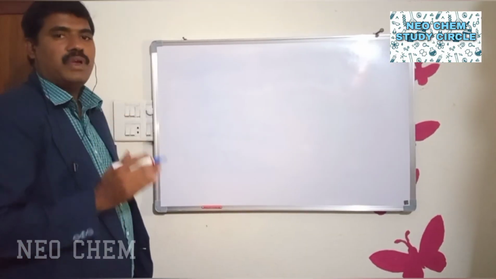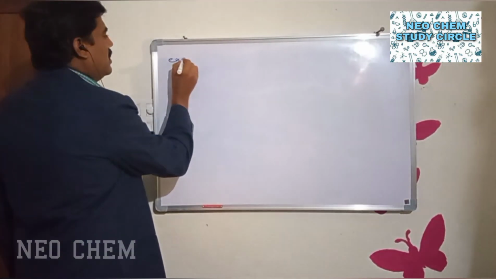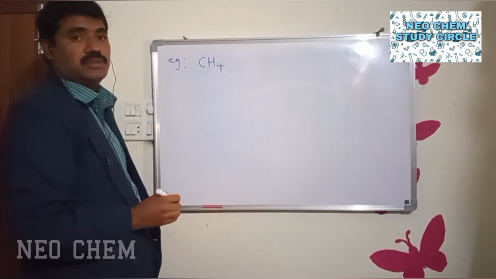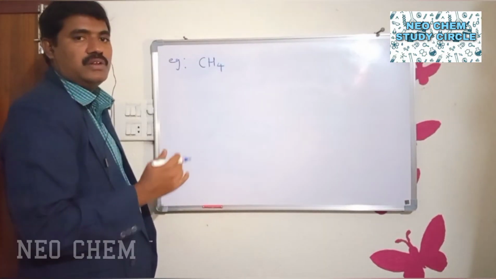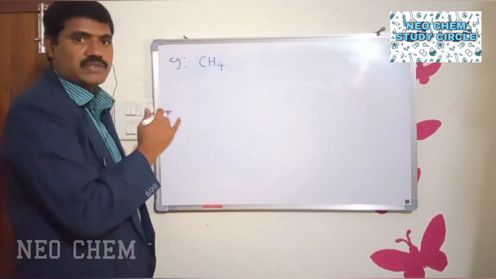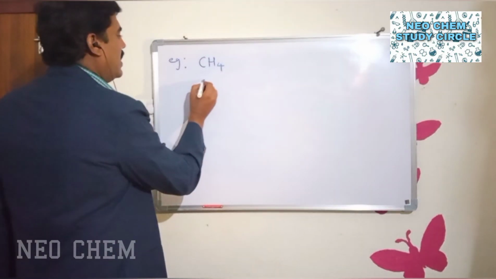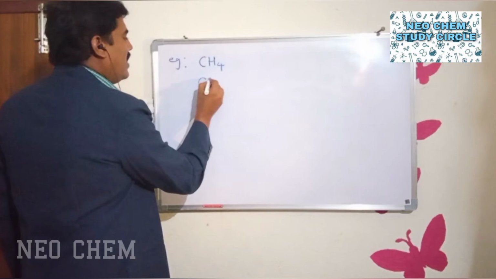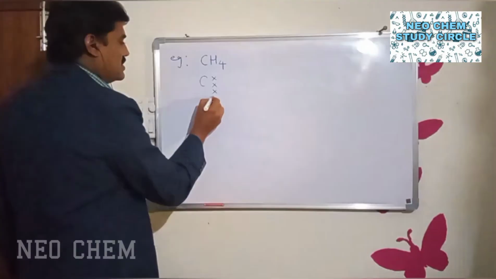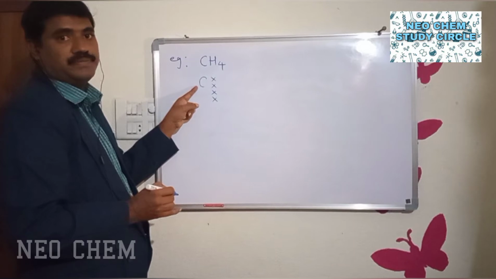Now we will take some neutral molecules. For example, CH4, the methane molecule. In this molecule, the central atom is carbon, which belongs to group 4A. That's why it should have 4 valence electrons. So here we should write 4 valence electrons beside the carbon atom like this. These are the 4 valence electrons of the carbon atom.